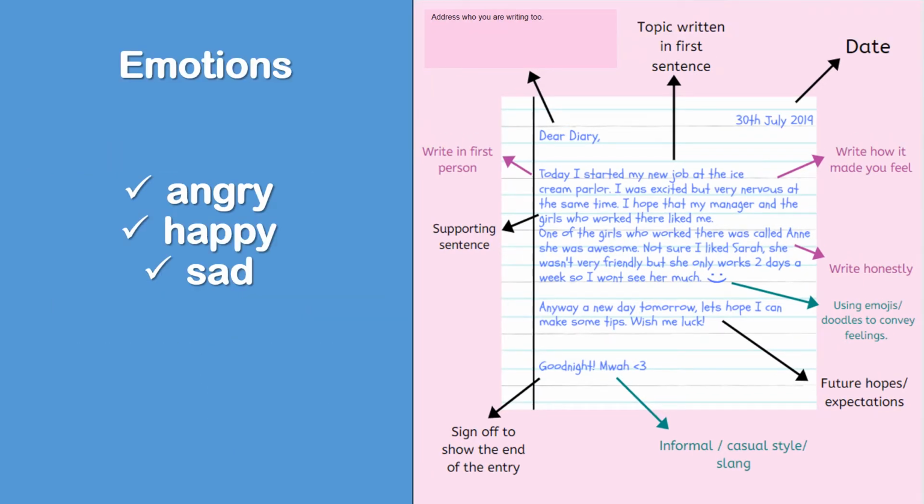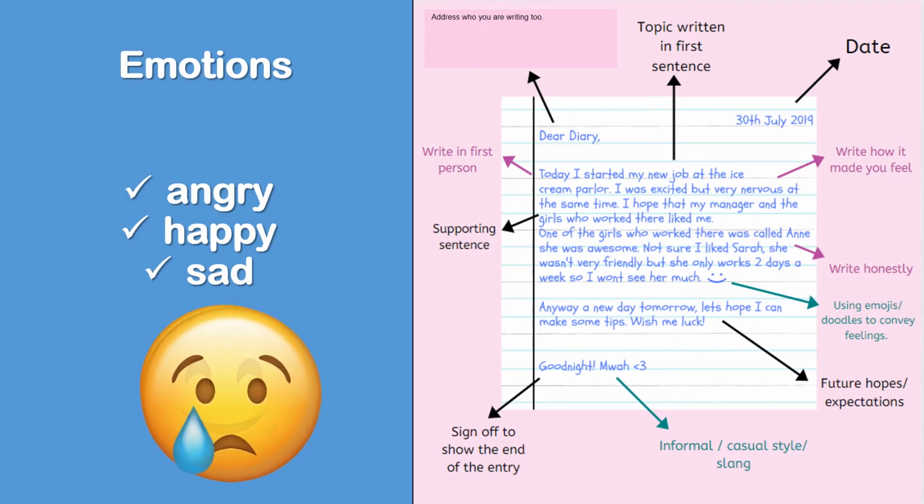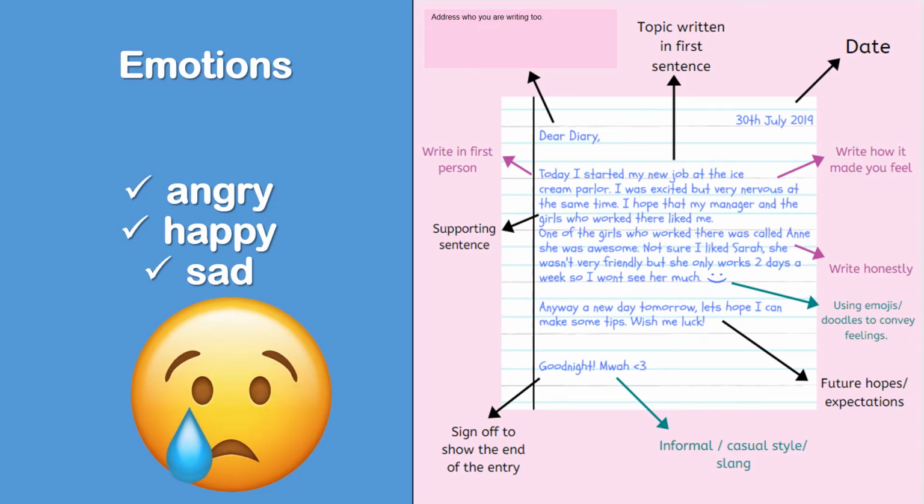We can also find emotions in diary entries. For example, angry, happy, or sad. Can you spot the emotions in this diary entry? Read the first paragraph with me. Today I started my new job at the ice cream parlor. I was excited but very nervous at the same time. Did you spot the emotions there? Please be aware that this is an American entry and therefore the word parlor is spelled incorrectly. Can you see if you can find the correct South African spelling?